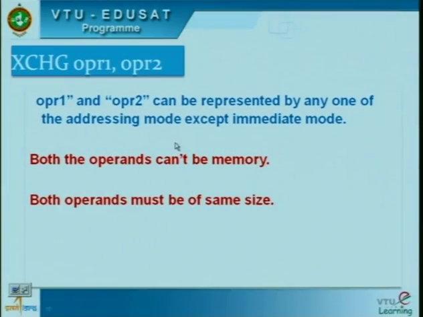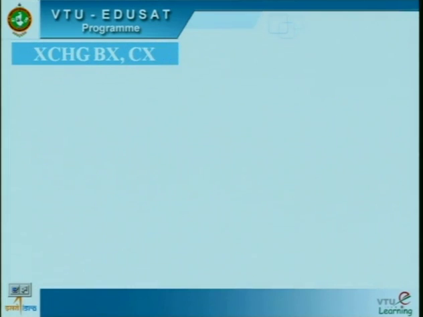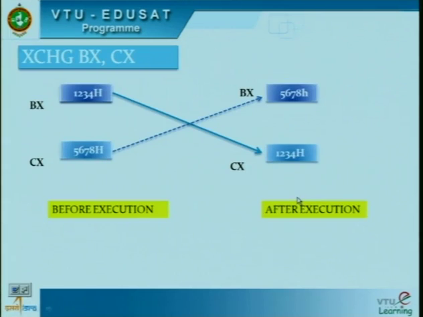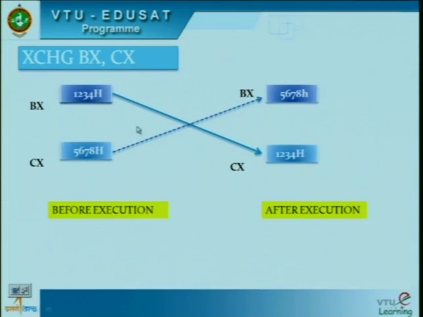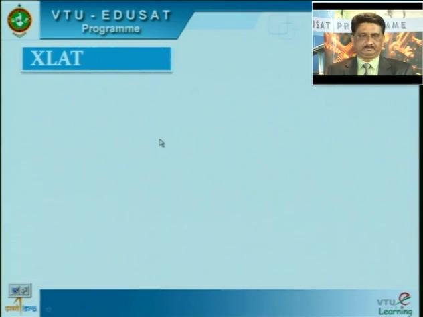Both the operands must be of the same size, and this is common to all instructions, not only for exchange. This instruction will exchange the data present in the two operands. How does it work? Now, carefully see this. Before execution, BX has 1234 and CX has 5678. After the execution of this instruction, BX will have 5678 and CX will have 1234. So exchange is mere copying of source to destination and destination to source. This picture depicts how the exchange instruction works.